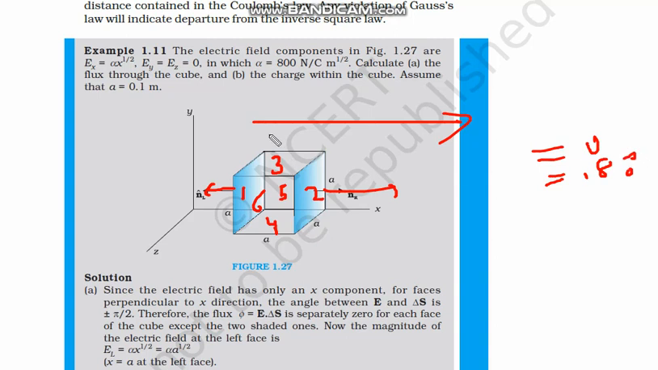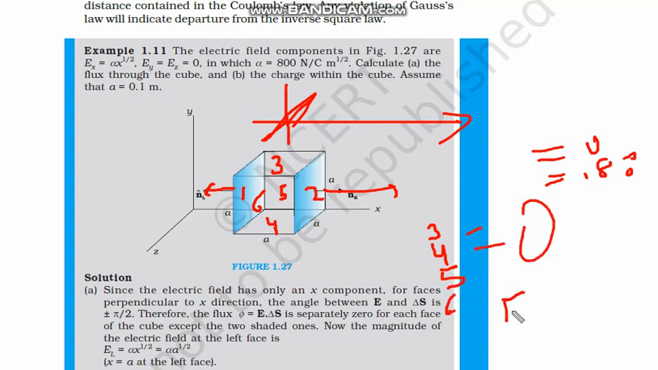Others have this 3 has a perpendicular, 4 has a perpendicular. This 5 and 6 also have perpendicular to the electric field. So flux through this 3, 4, 5 and 6 would be 0.